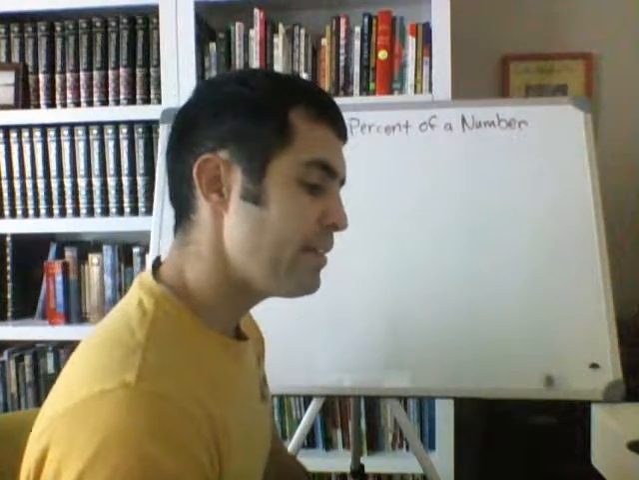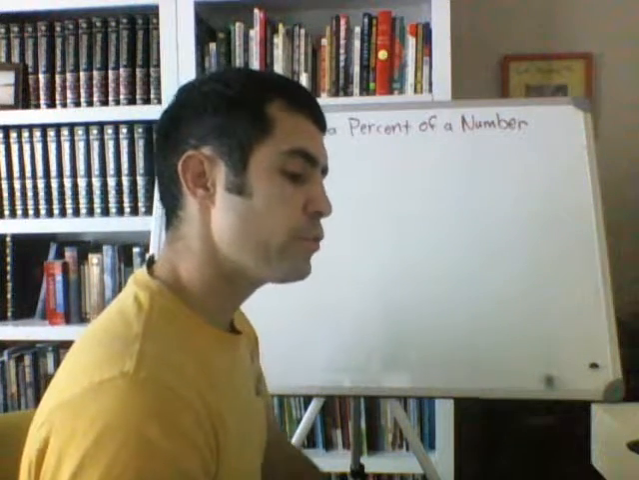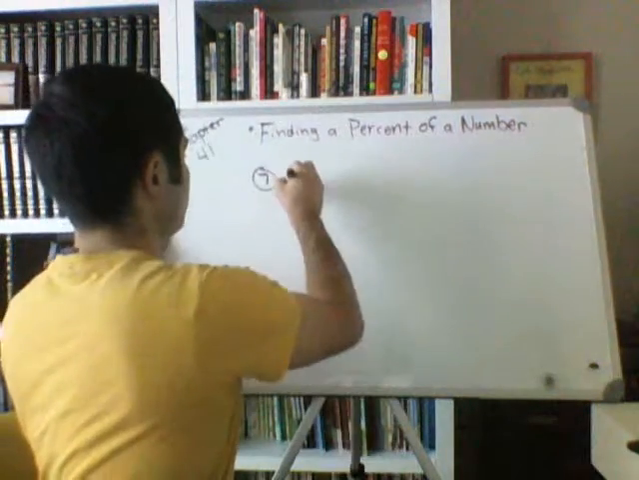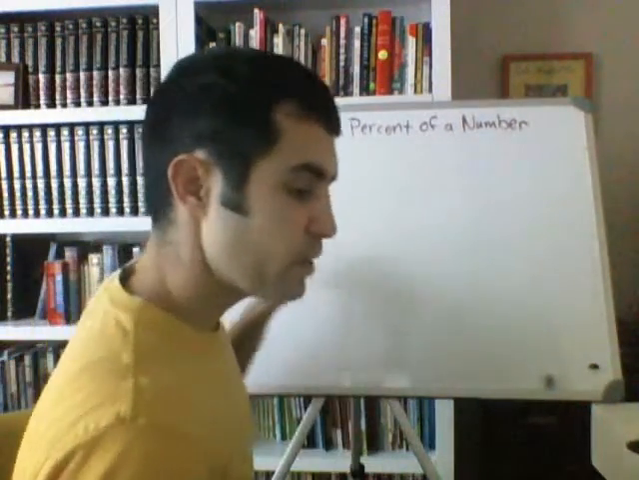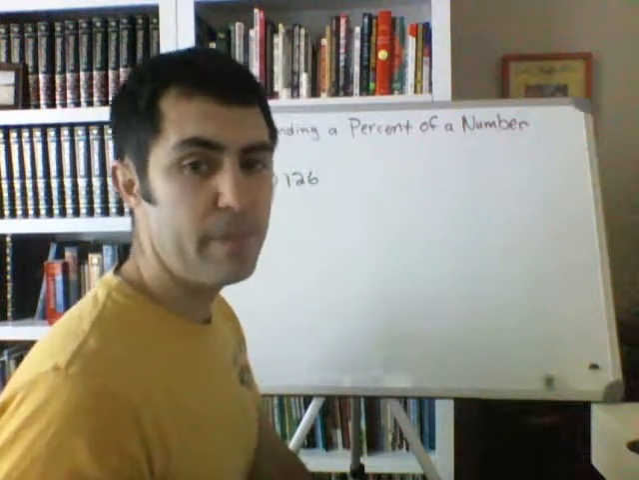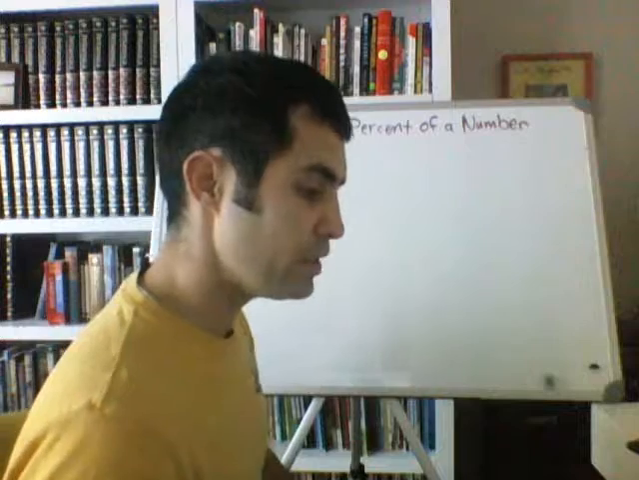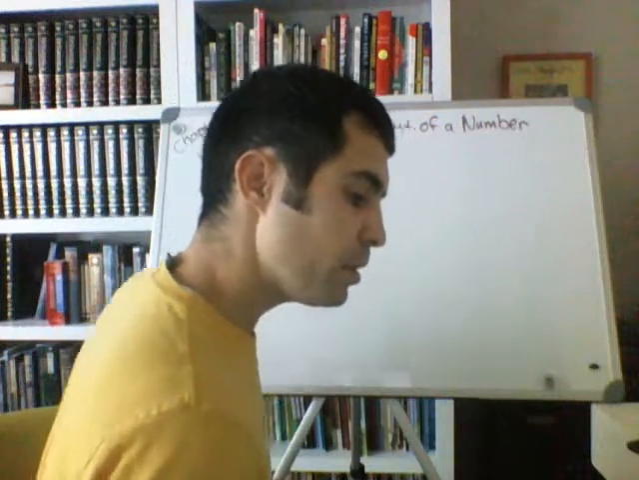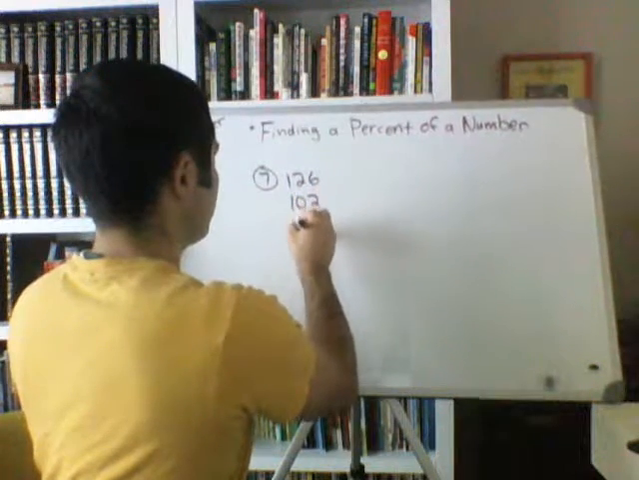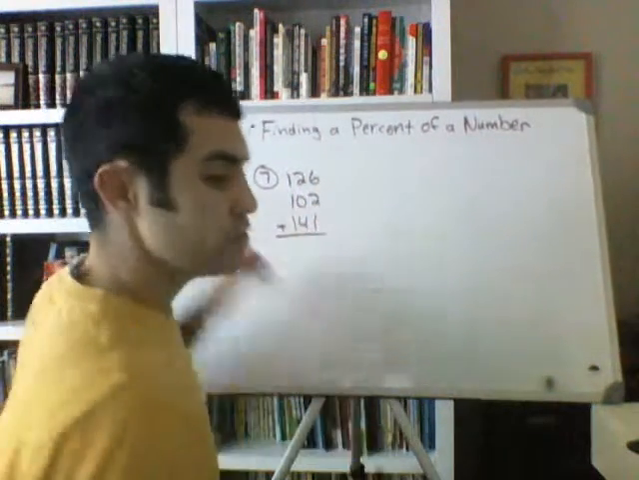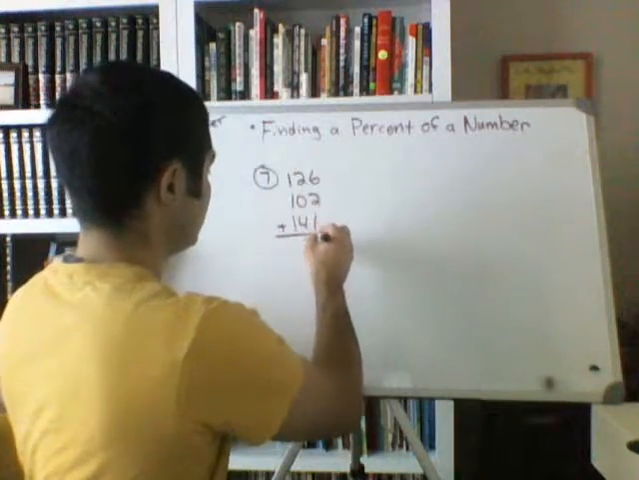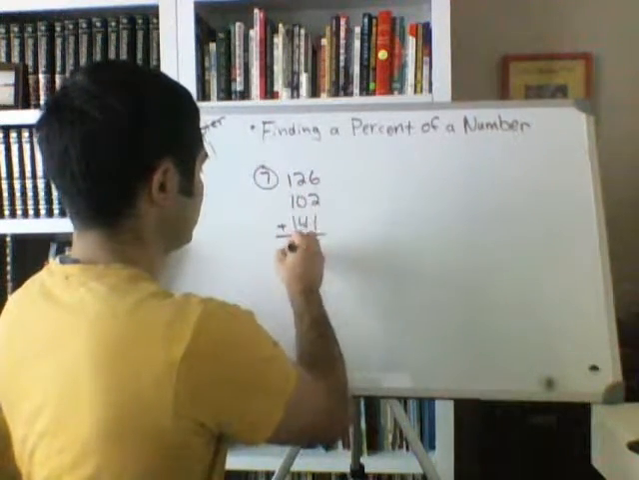Alright, number 7 says Yuki's bowling scores for 3 games are 126, 102, and 141. When you find the average, you have to add everything up first. That's step number 1. So you're going to take 126 plus 102 plus 141. Add those up. Real quick, that's 6, 9, 6, 3.